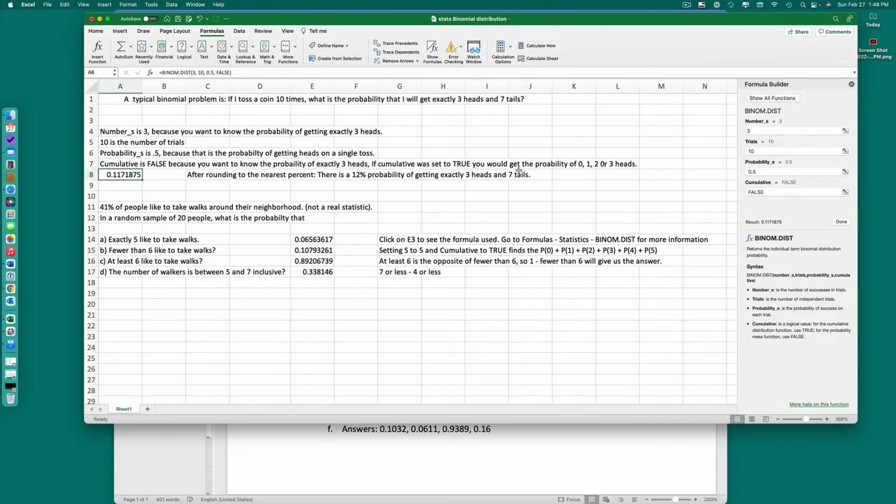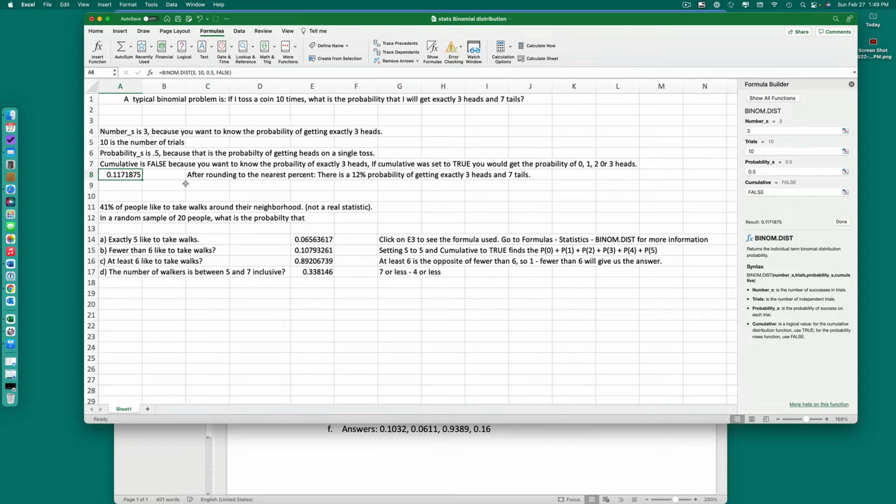We don't have to worry about the 7 tails because it's binomial. You know that whatever is not a success is a failure, so you can always just fill in that 7 tails. Whatever is not a head has to be a tail. So we have 3 heads, 7 tails.